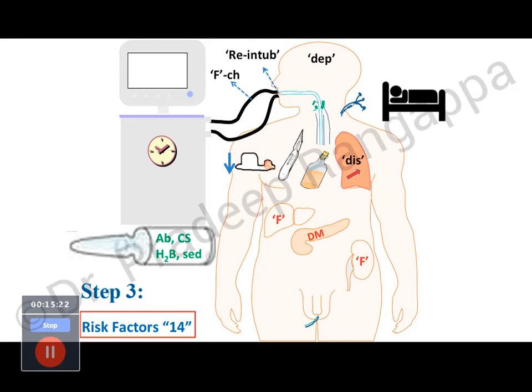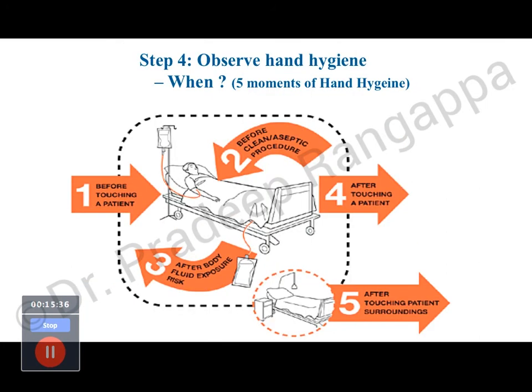There are around 14 risk factors, and a combination of any of these risk factors makes a patient vulnerable to an outbreak. So he has to be cohorted and separated from an infected patient. That is the reason we need to identify vulnerable patients. So step 4 is observing hand hygiene. I think this is very important. You need to understand that hand hygiene is needed at every step you come in contact with the patient. Before touching the patient, you need to clean your hands.